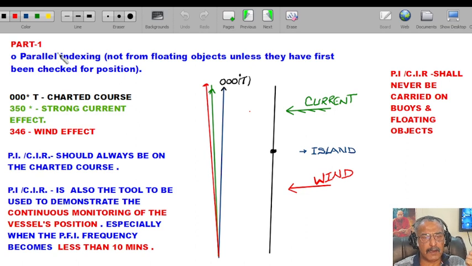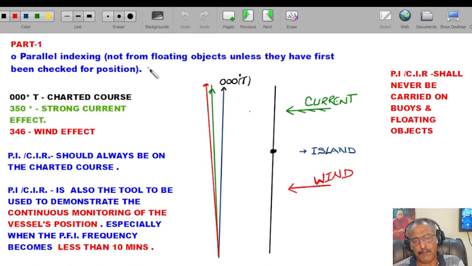So part 1, parallel indexing: not from floating objects unless they have first been checked for position. Now let's reach a logical conclusion. Why don't we do parallel indexing with buoys? Because buoys are floating objects, kept in position with a chain, similar to the anchor chain we have, and a few anchors, and the anchor chains with which they fix the buoys also have a catenary.